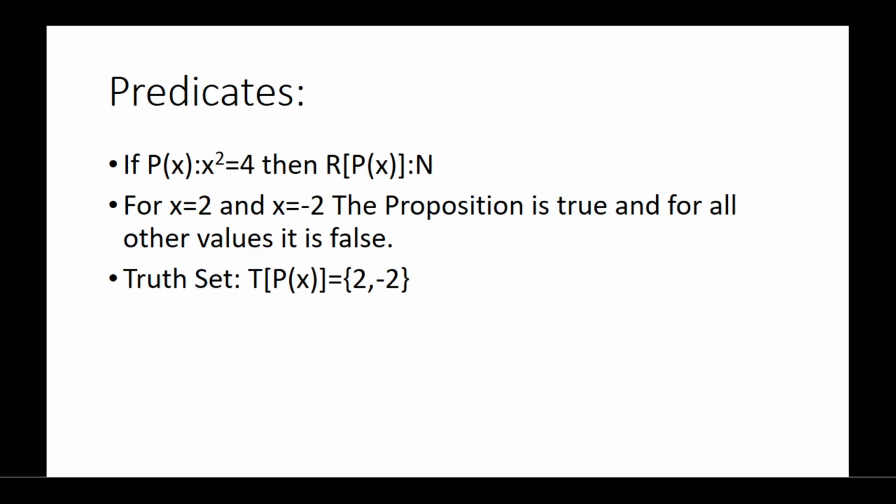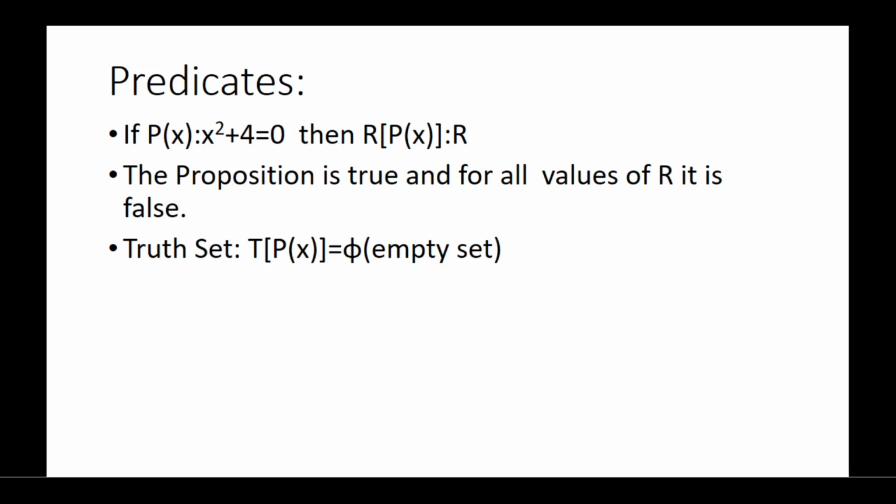Similarly, if p of x is x square plus 4 equal to 0 and r of p of x equal to the set of real numbers, then t of p of x is the empty set, because the equation x square plus 4 equal to 0 has no solution in R. It's an empty set. If p of x is x square is greater than 0 and r of p of x is the set of all integers, then t of p of x equal to z minus 0, because 0 square is not greater than 0. It is all integers except 0.